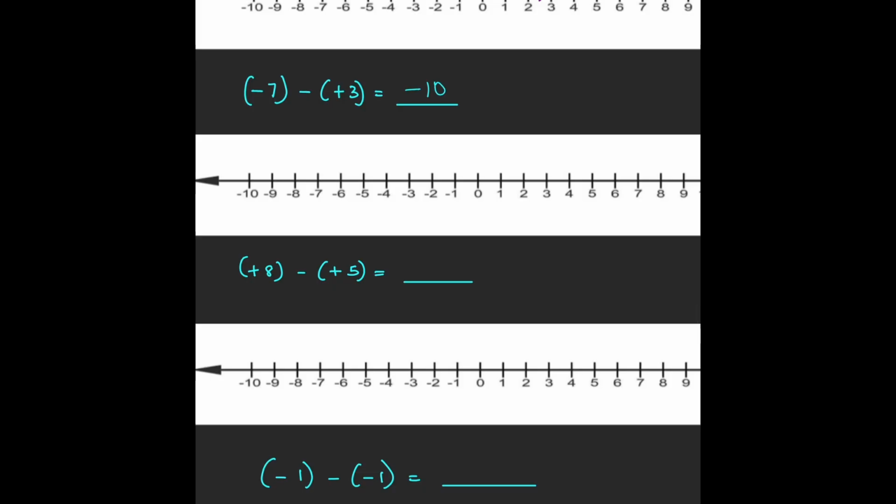Positive 8 and positive 5. From 5 I will do the jumping. 1, 2, 3. 3 towards the right. So positive 3 is the answer.